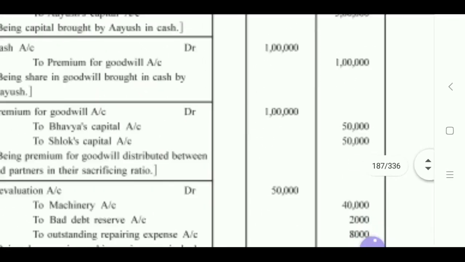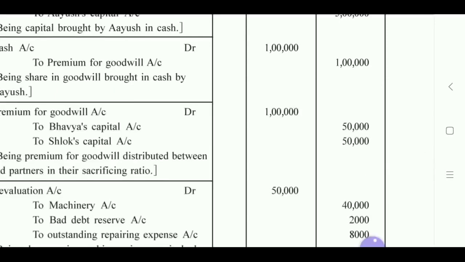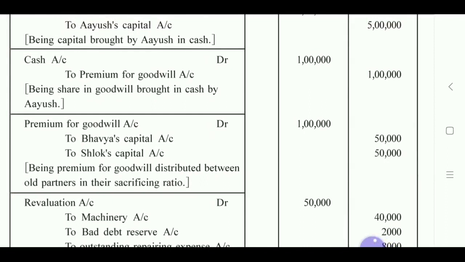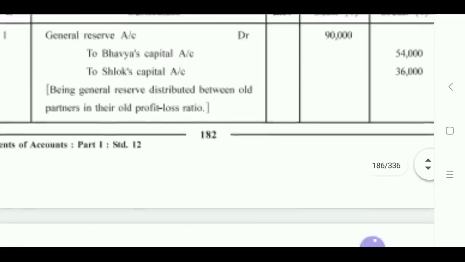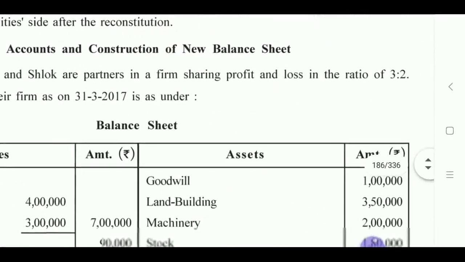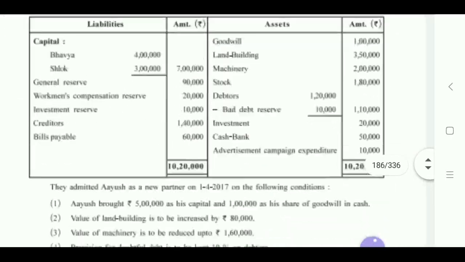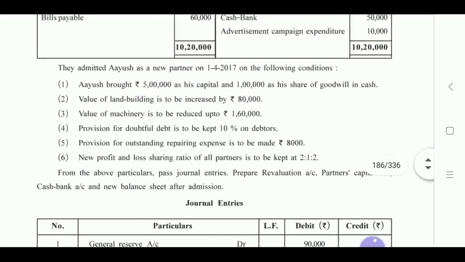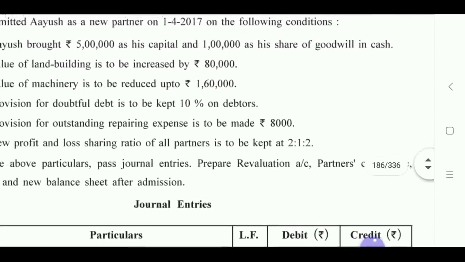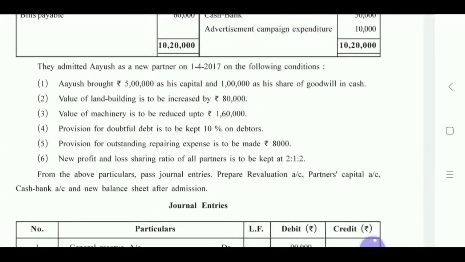Now the question that arises here is, where is the sacrificing ratio? We haven't obtained the sacrificing ratio yet. While going through the sum, we came across that the old profit loss sharing ratio of partners is 3:2. Yes. So we'll check if they have mentioned the new ratio. Yes, of course. New ratio is 2:1:2. So this makes things easy.